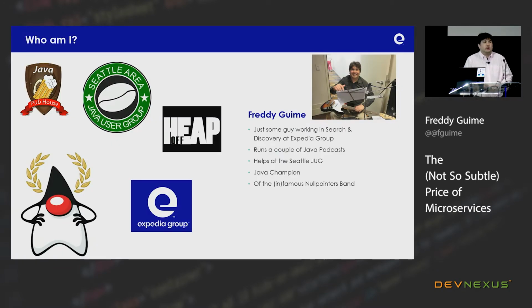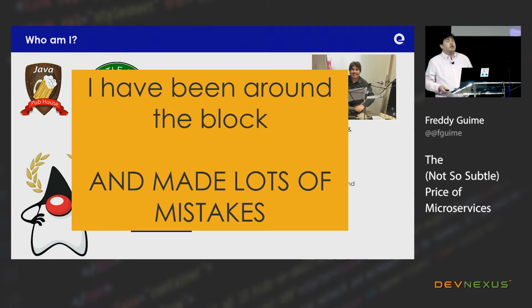For those who don't know me, my name is Freddy Guime. I'm one of the engineers at Expedia. I actually co-host a couple of podcasts, Java Pop House and Java Heap. Bob is one of my co-hosts over there. I'm also a Java Champion, and helped co-organize the Seattle Java user group. Essentially, what it really means is that I've been around the block and I have made a lot of mistakes.